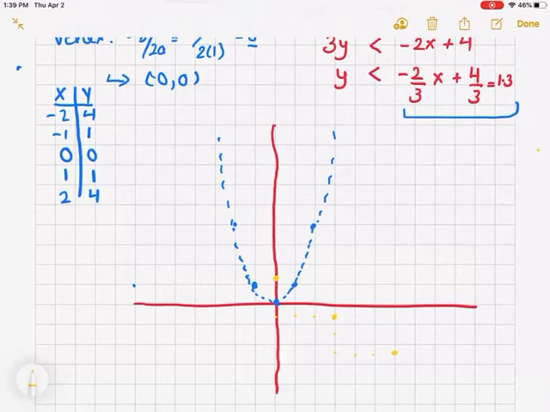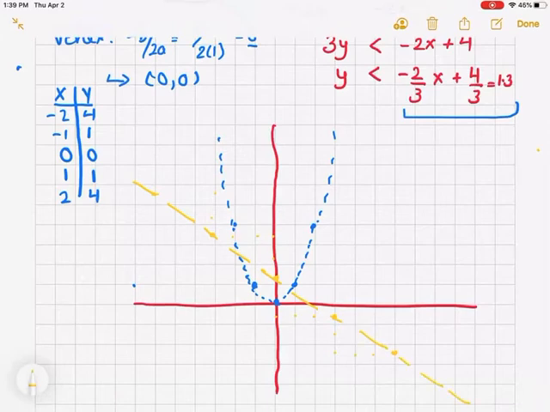Let's pick a few points in the opposite direction just in case. I would go up 2 and over 3. Up 2 and over 3. And finally, just connect these points. Don't forget, it has to be a dotted line again. Here you go. Now the last step is shading.